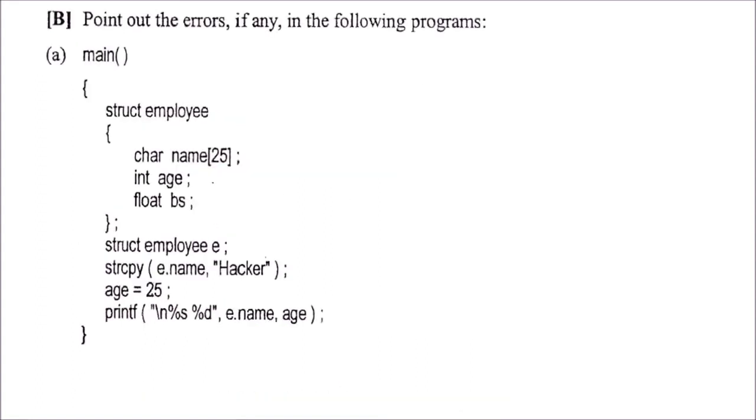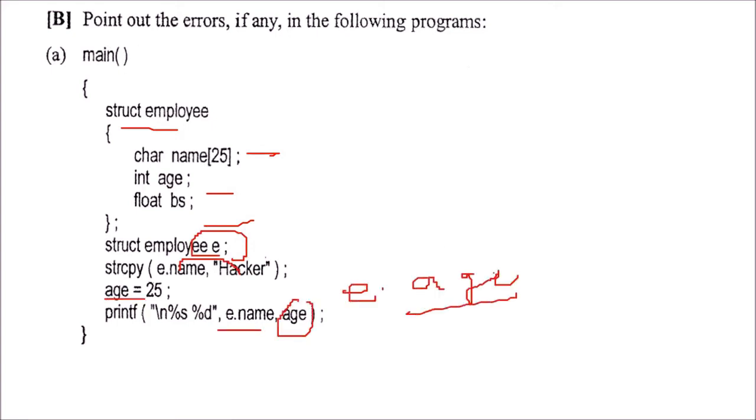Point out the error. What is the error here? We have a structure. The variables are okay. We have made a structure variable also. For e.name we have assigned hacker, and age 25. Oh, e.age has to be there. e.age is the problem. You have to access the age through e.age.